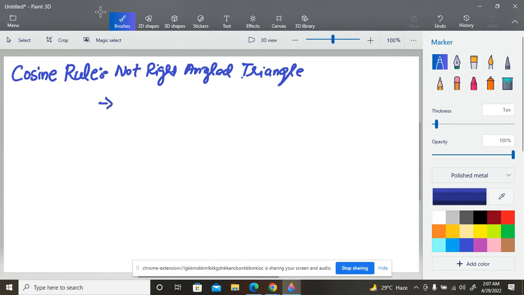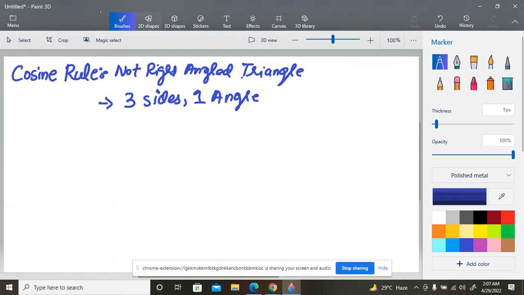Okay, it is used where you have three sides and one angle. Total there are four things in this rule. So if you have three sides and you need to find out the one angle, you can find it. If you have two sides and one angle available, so you can find out the third one as well.